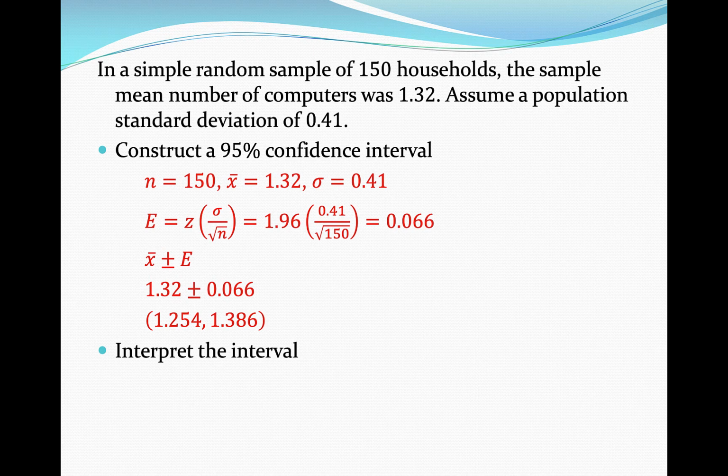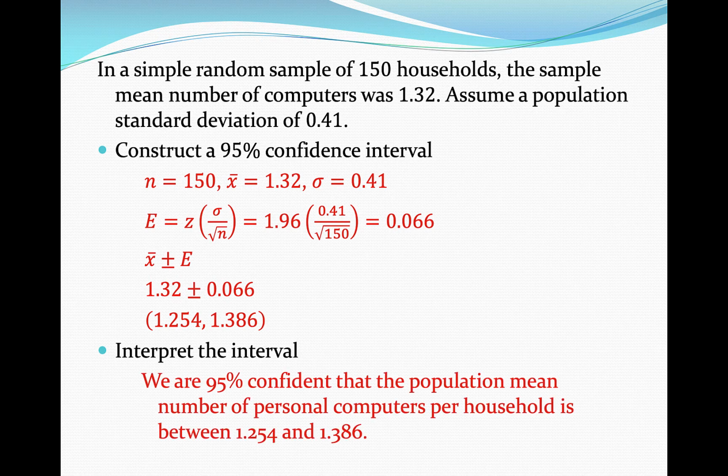So that's what we're going to start with. In this case we're 95% confident, so we're going to say we are 95% confident. And we're going to say that the parameter is within the interval. There's 3 things that you say: how confident you are, what the parameter is, and say it's within the interval. So your statement here is going to be something like this: we are 95% confident that the population mean number of computers per household is between 1.254 and 1.386.